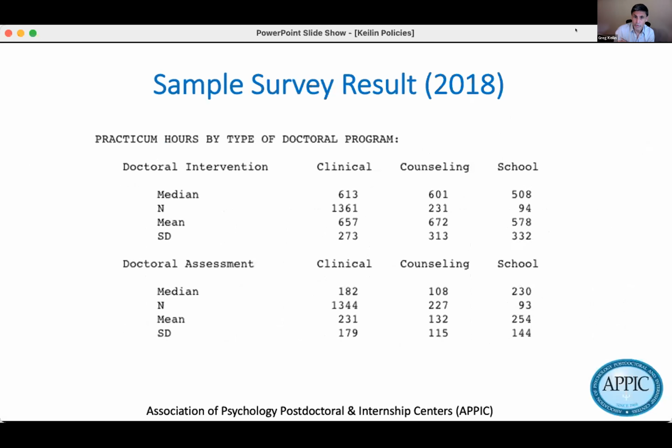The other thing I want to show you is I mentioned there are applicant surveys. We do an applicant survey every year. We don't have every year up on the website, but we have a number of years, and there's a wealth of really helpful information in there. I just picked out one item, but this is practicum hours, medians, means, standard deviations for clinical counseling school psych programs. The top section you can see is doctoral intervention hours, you can see those means, and the bottom section is doctoral assessment hours. So this is just one piece of all the questions that I ask students every year and the results that I think you'll find very helpful. So I think it's definitely worth a read.